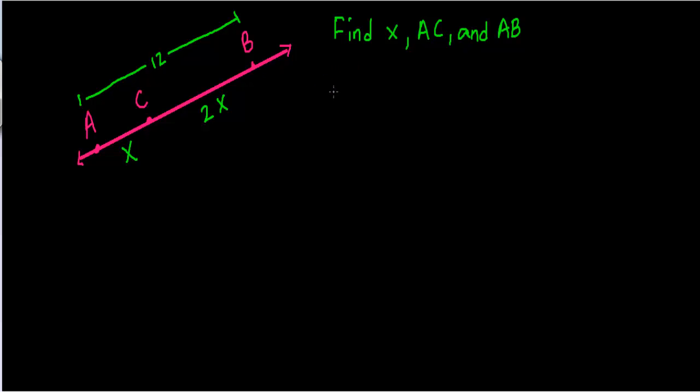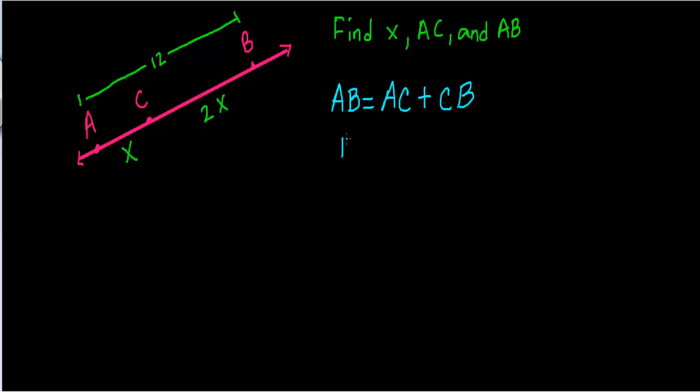I'm going to use the segment addition postulate. I know that AB, which is the long one, AB is equal to AC plus CB. That's what the segment addition postulate says. Now, let's substitute everything that we know about this expression. How much is AB? It tells us that AB is 12.